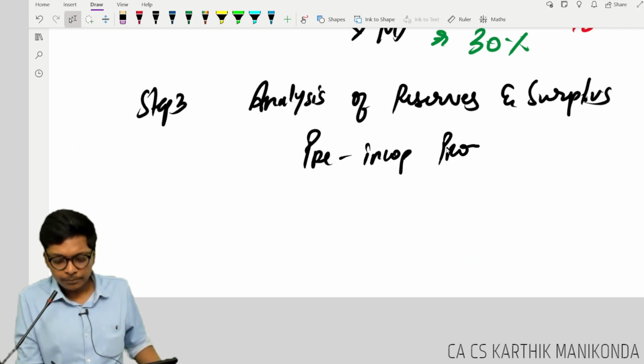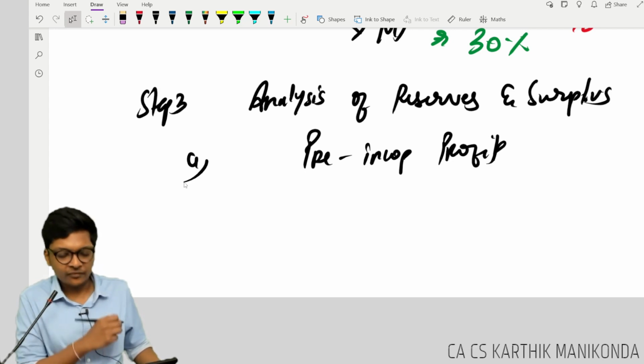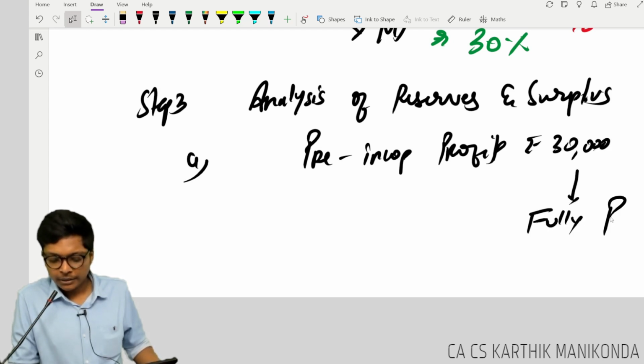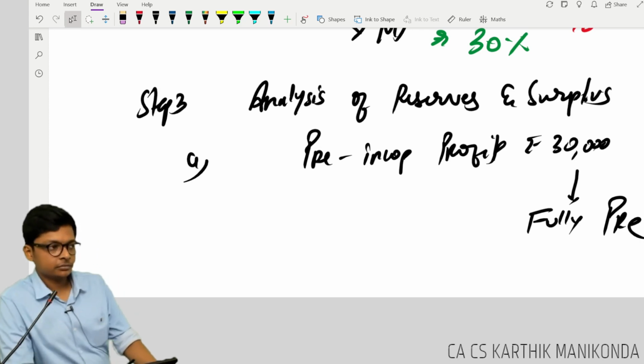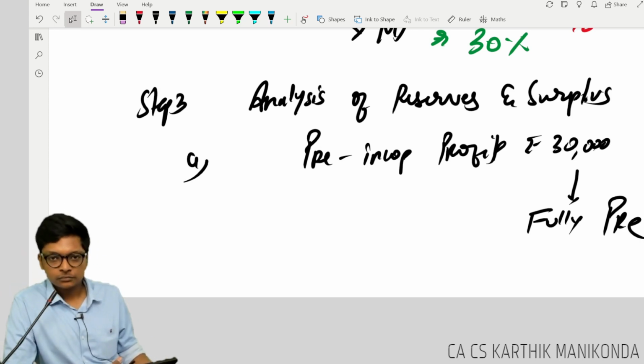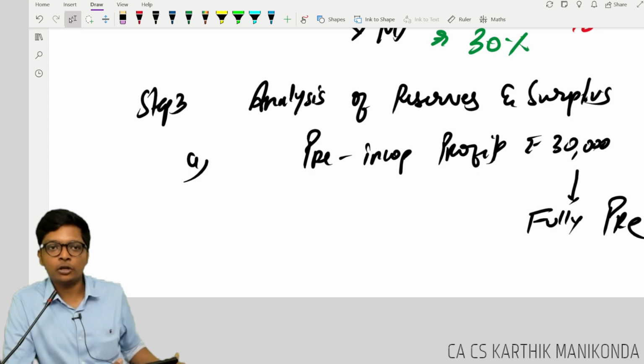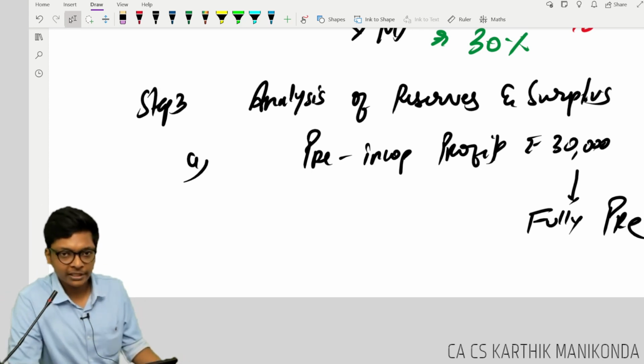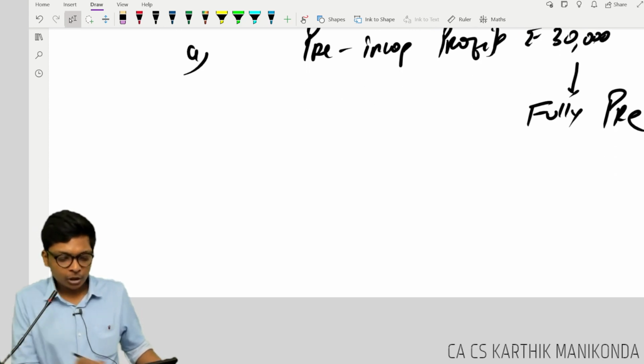pre-incorporation profits. I will write A, first profits. How much, guys? Rupees 30,000. This is what? Fully pre-incorporation. Fully pre. Because the word itself says pre-incorporation, before the company is incorporated, not before consolidation. Okay. Fully pre.